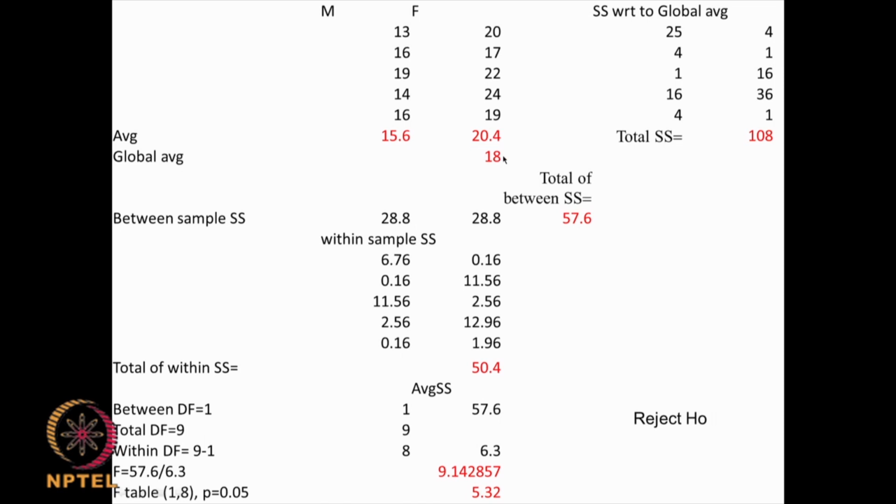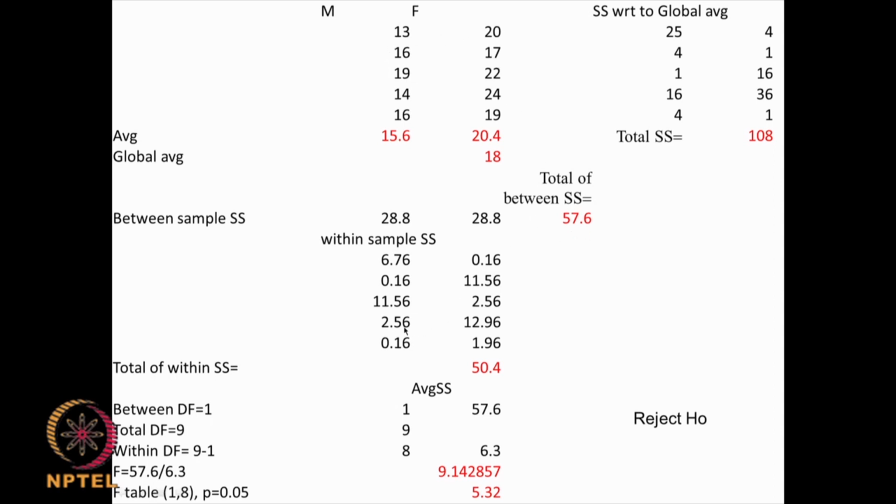So, we get 20.4 minus 18, okay, that comes to 2.4, square it up, then multiply by 5, that should come here. Similarly, here 15.6 minus 18 will come to 2.4, square it up, okay, and then multiply by 5, you will get this answer actually. Then you add all these. Degrees of freedom will be 1 because we have male rats and female rats, 2 groups, so 1 is the degree of freedom.